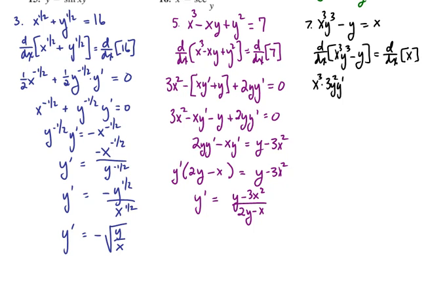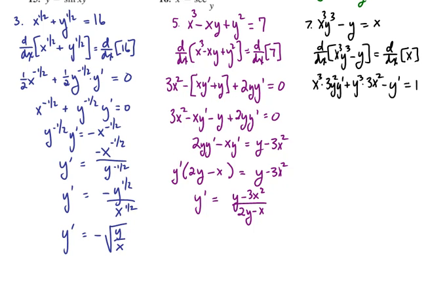So again, this is a product rule. We have the first times the derivative of the second plus the second times the derivative of the first. Sorry, the second is just y cubed. Times the derivative of the first is going to be 3x squared. So that takes care of the derivative of x cubed y cubed using the product rule. Next we have the derivative of y, which is just dy dx, or y prime. And on the right side, the derivative of x with respect to x is 1.